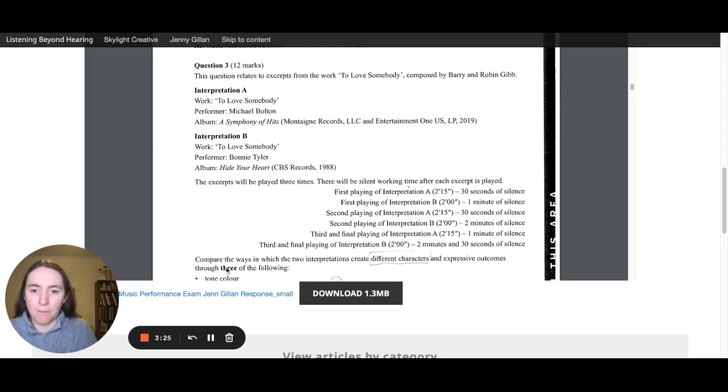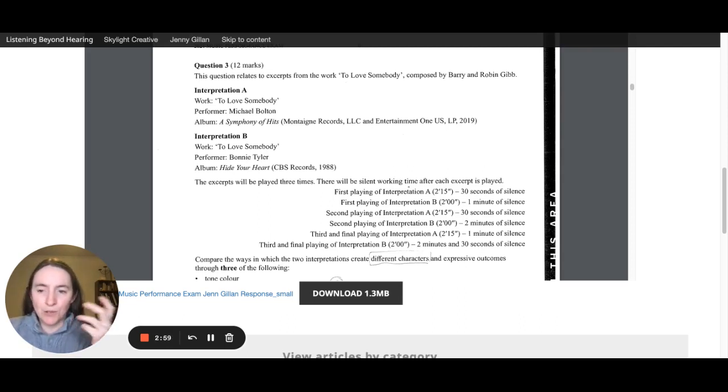So this says, compare the ways in which the two interpretations create different characters and expressive outcomes for 3 of the following. So from that, I know number 1, I'm looking at character. So I need to say what the different characters are, and I'll do that first. And then it says different characters.